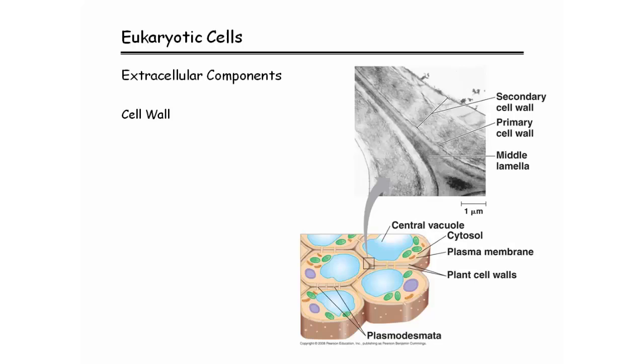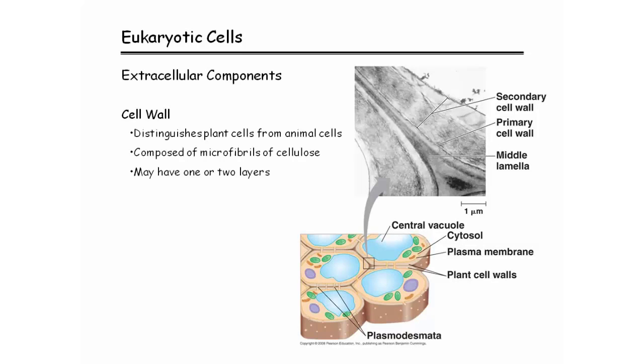If we move now to the outside of the cell, and by outside of the cell, this is outside of the plasma membrane, here we have what we call extracellular components. If we talk about the plant cell first, the plant cell is going to have what's called a cell wall, and this would be just outside the plasma membrane. This cell wall is a major distinguishing characteristic between plant and animal cells. This is something that you will find in every single plant cell, and you will never find it around the outside of an animal cell.